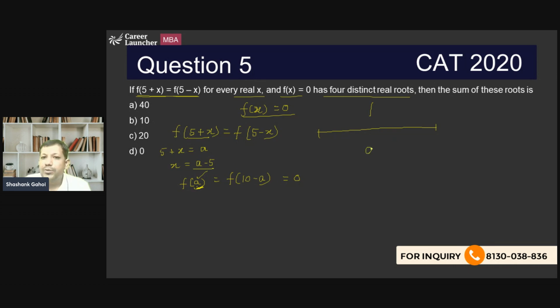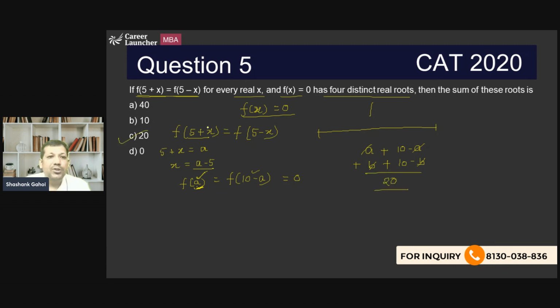So if one of my roots is a, the second root is definitely going to be 10 minus a. If the second root is b, then the next root is going to be 10 minus b, because if the function is 0 at a, it is also going to be 0 at 10 minus a. So what is the sum of all the roots? That is going to be this. So I can say my sum of roots is definitely going to be what? 20. So my answer to this question is going to be 20.